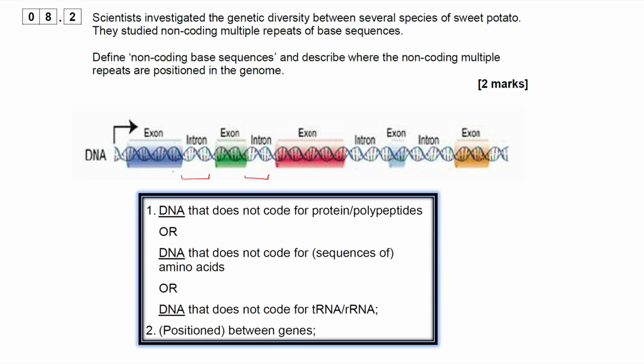So your answer should include number 1, DNA that does not code for protein or polypeptides, or you can say DNA that does not code for sequences of amino acids, or you can say DNA that does not code for transfer RNA or ribosomal RNA. And the second point would be its position between genes. As you can see here, introns is between the genes. So exons are the working genes, introns are in between them.